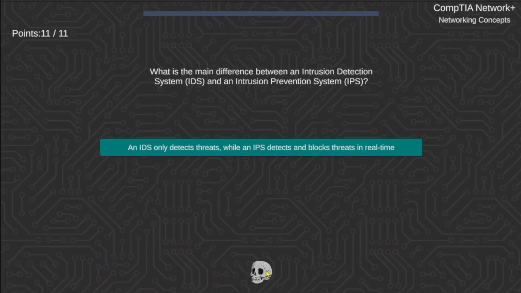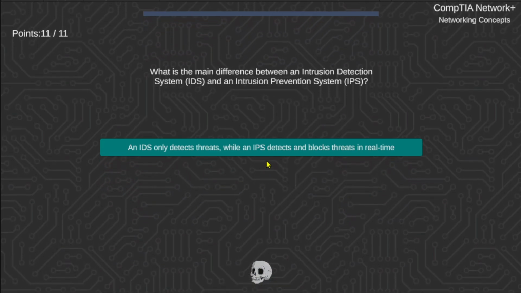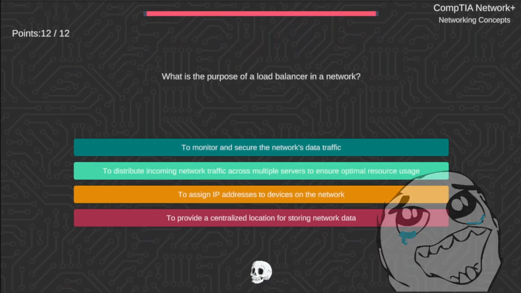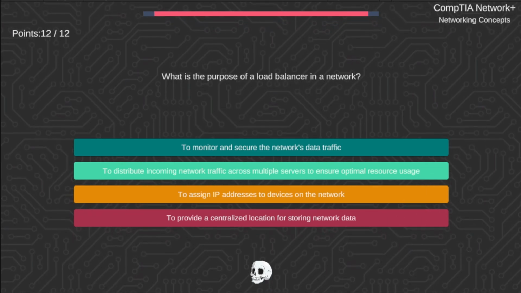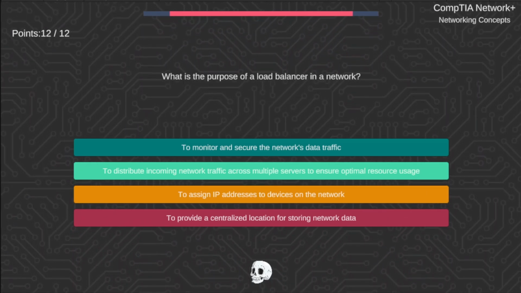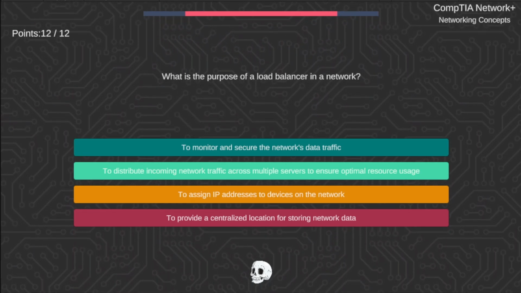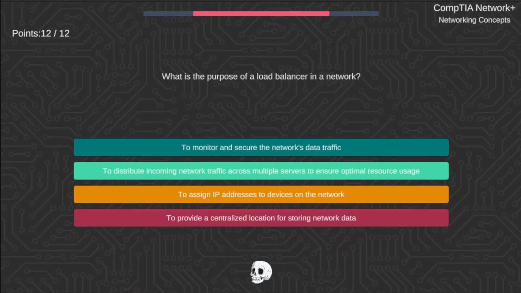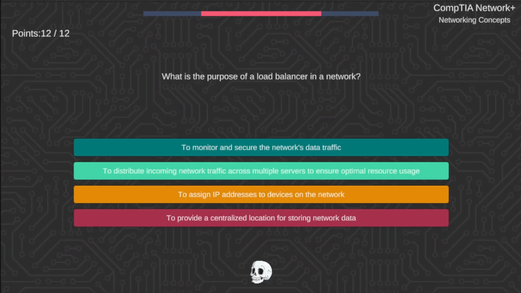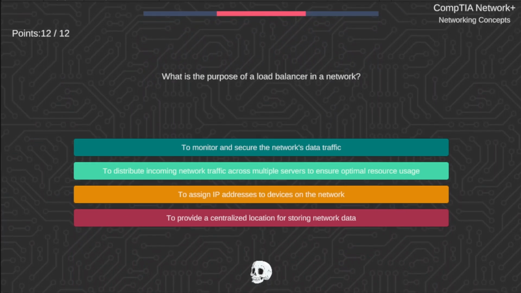Correct answer is an IDS only detects threats, while an IPS detects and blocks threats in real time. What is the purpose of a load balancer in a network? To monitor and secure the network's data traffic, to distribute incoming network traffic across multiple servers to ensure optimal resource usage, to assign IP addresses to devices on the network, or to provide a centralized location for storing network data.